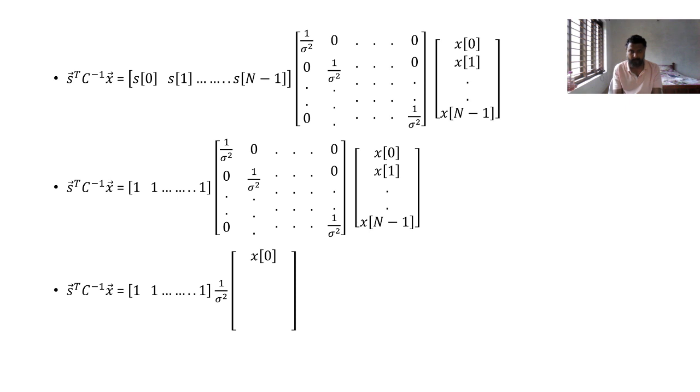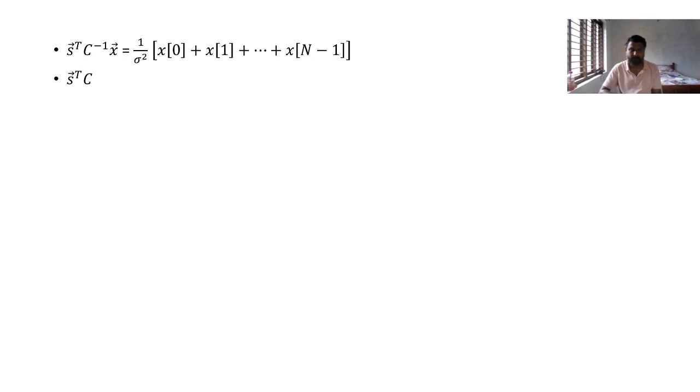x of 0, x of 1, x of n minus 1. Okay, so this is nothing but 1 by sigma square into x of 0, x of 1, etc., x of n minus 1. Or x of 0 plus x of 1 plus etc., x of n minus 1. So that changes to what? S transpose C inverse x is nothing but 1 by sigma square, sigma n equal to 0 to n minus 1, x of n.